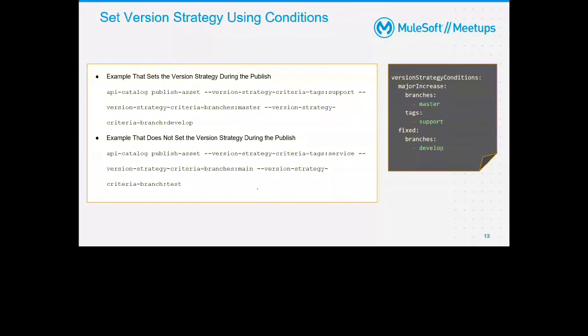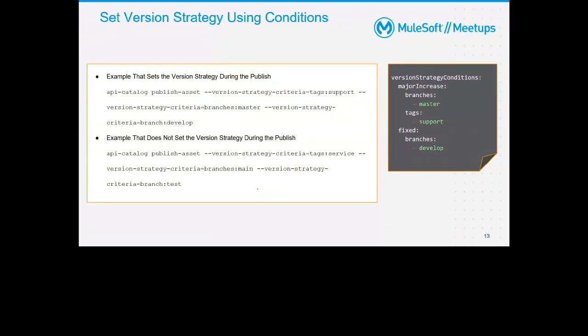You can set the version strategy also. So how should the version strategies be? Where my major version should be incremented, where my minor version should be incremented, where my patch version should be incremented, all those things we can add in the version strategy conditions. If you look at how I'm writing it, that will be the right side, and how we can run the command, that is the left hand side.